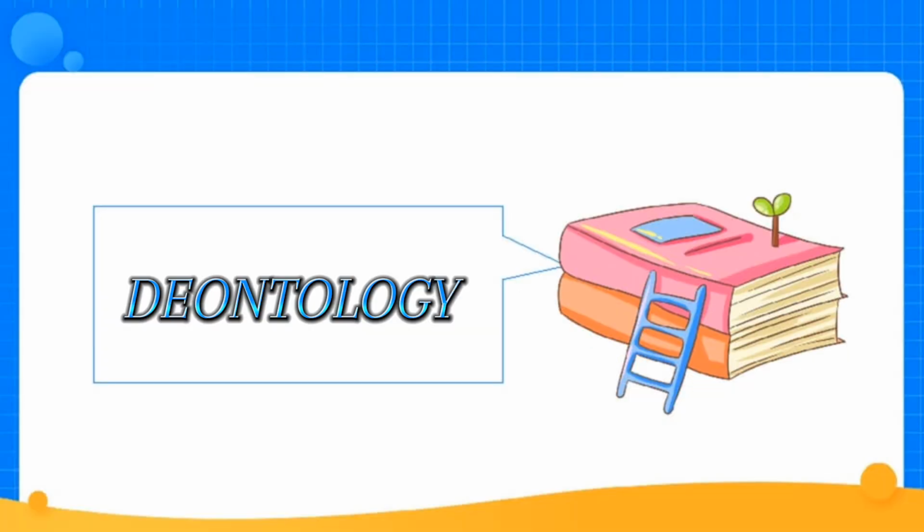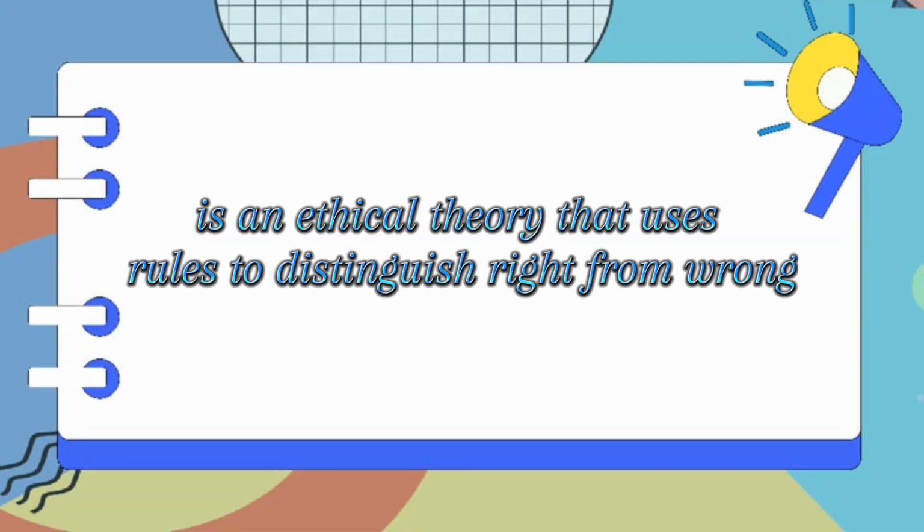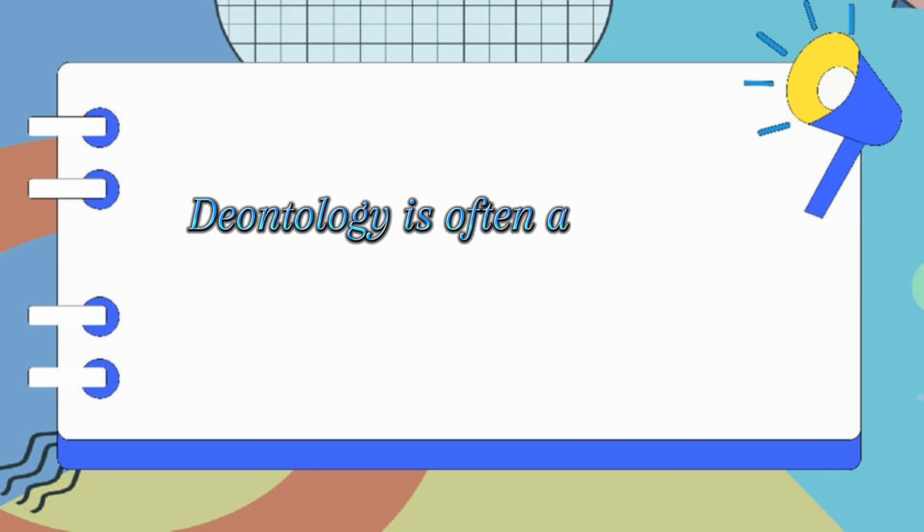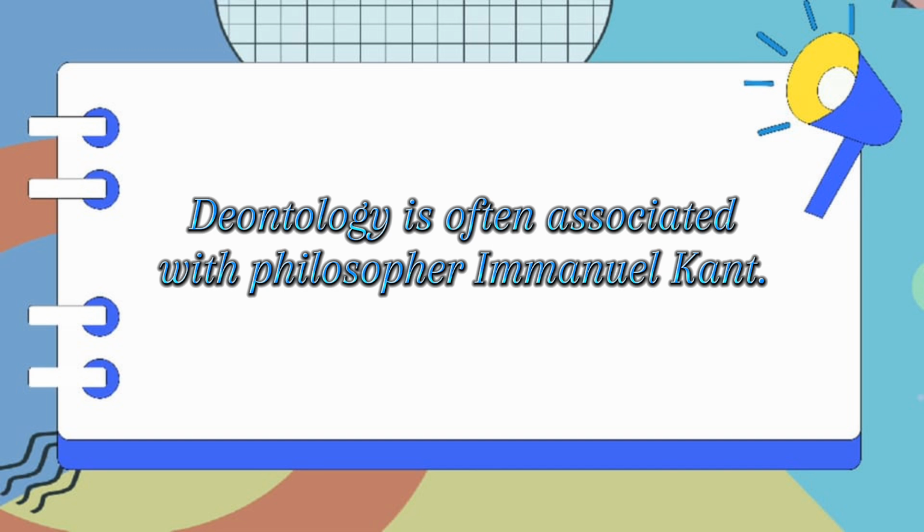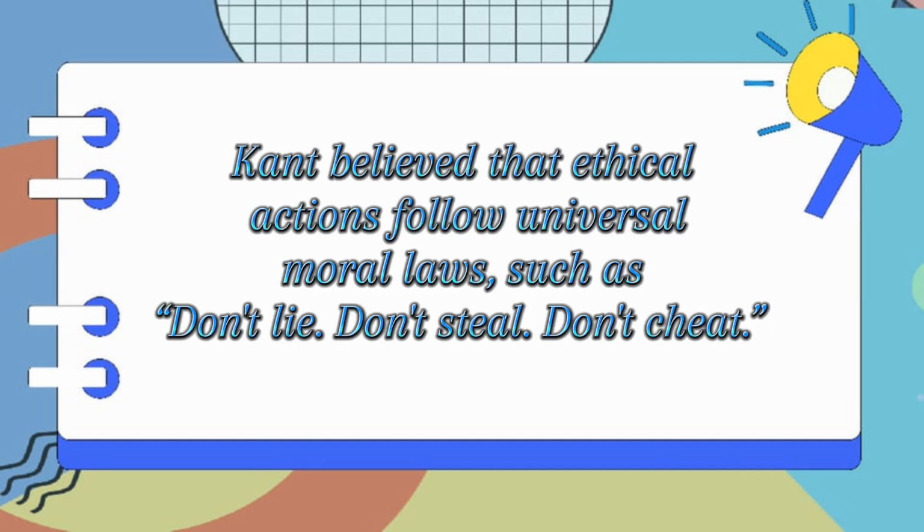Deontology. It is an ethical theory that uses rules to distinguish right from wrong. Deontology is often associated with the philosopher Immanuel Kant. Kant believed that ethical actions follow universal moral laws such as don't lie, don't steal, and don't cheat.